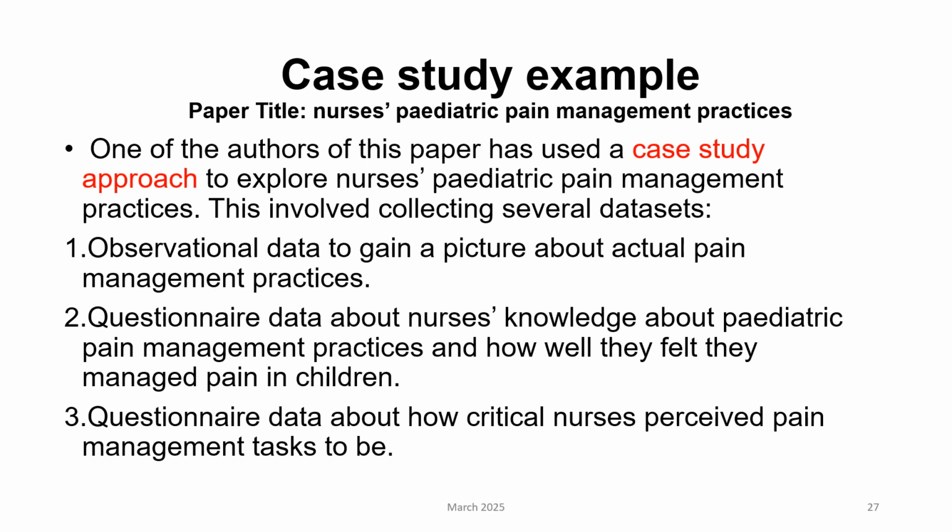Secondly, they used questionnaire data about nurses' knowledge about pediatric pain management practices and how well they felt they managed pain in children. The third source of information is questionnaire data about how critical nurses perceived pain management tasks to be. So, as you can see, in this case study they used three sources of information: observational data, questionnaire data about nurses' knowledge, and questionnaire data about how critical nurses perceived management tasks to be.